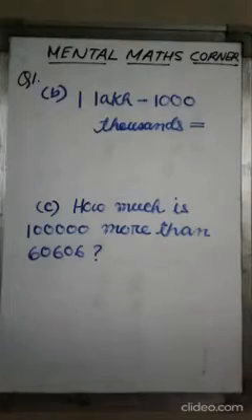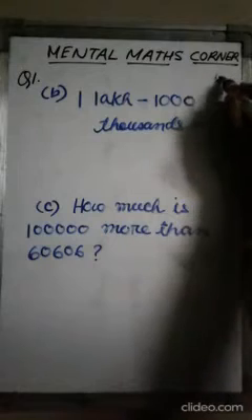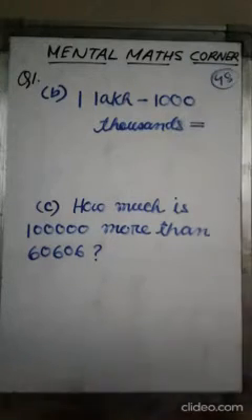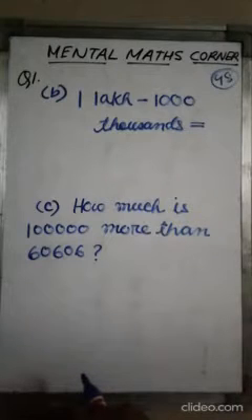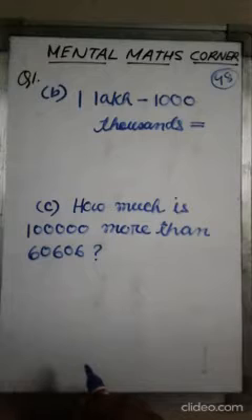Now we shall do some mental maths from page number 48. Question 1: 90,000 minus 1 equals how much? You do the subtraction and you find the answer.